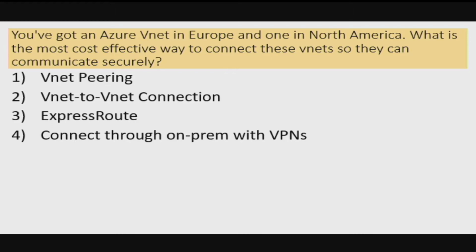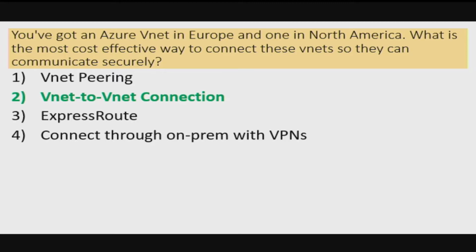You've got an Azure VNet in Europe and one in North America. What is the most cost-effective way to connect these VNets so they can communicate securely? Actually, this is not fair because I didn't talk about one thing that I should have, which is VNet peering. Yeah, but VNet peering is the wrong answer because VNet peering lets you connect two VNets together when they're in the same Azure region. And this uses the Azure backbone, and so that's the most efficient way.